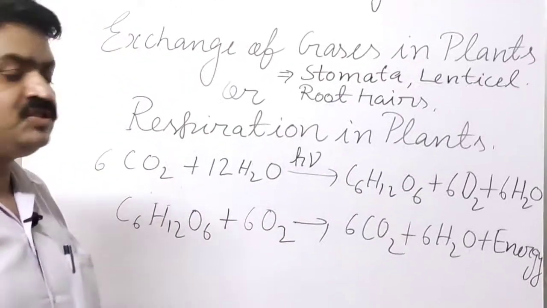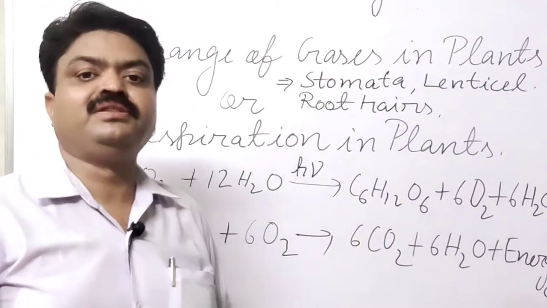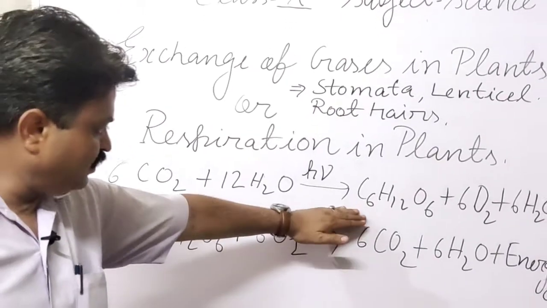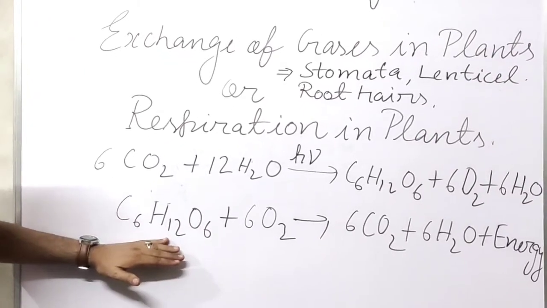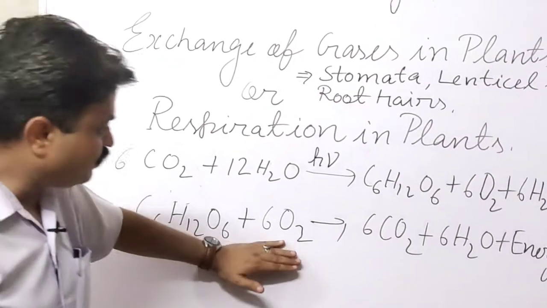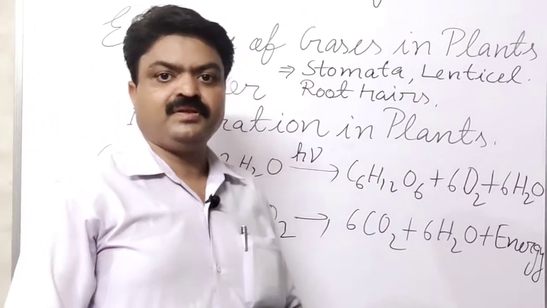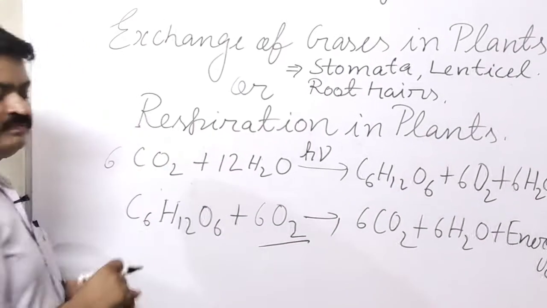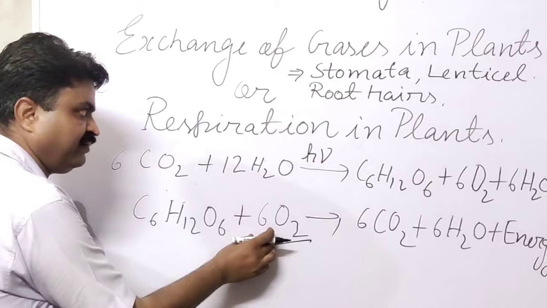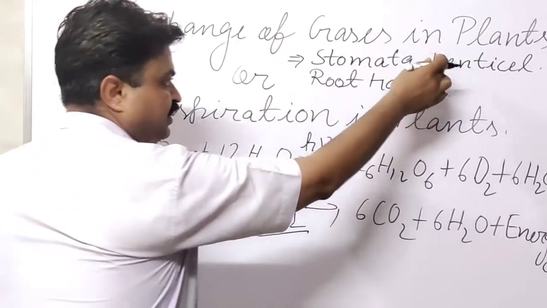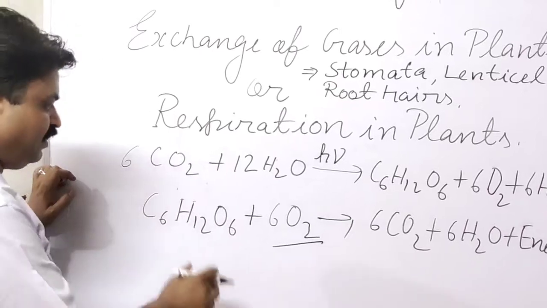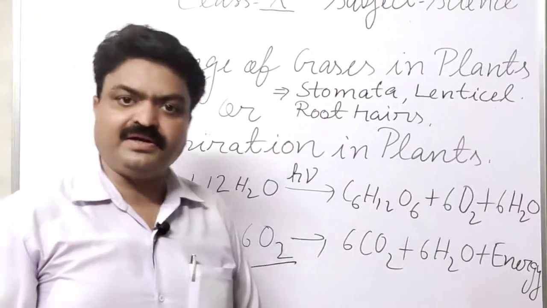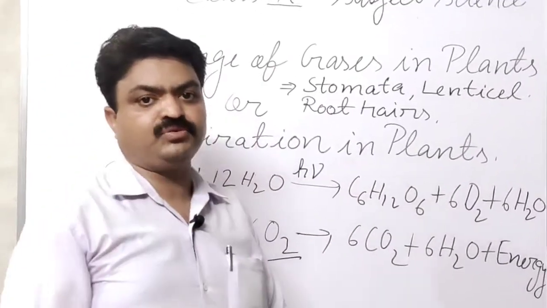That carbon dioxide is utilized to form carbohydrate, or glucose. Now that glucose is stored in the form of starch in their different parts, and that glucose is again oxidized to get energy. For this, they need oxygen, students, and that oxygen is taken via stomata, lenticels or root hairs. The stomata are opened in the daytime and closed in the night time, students.